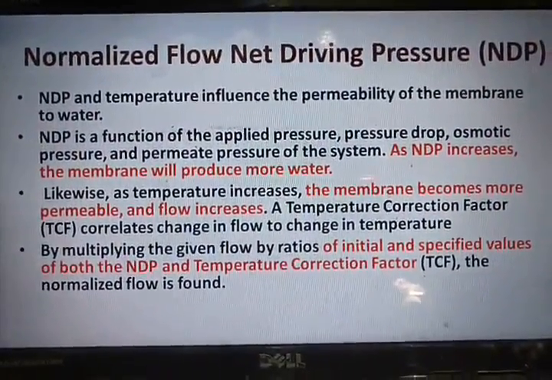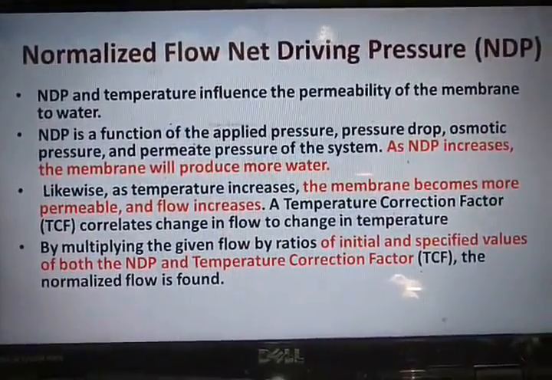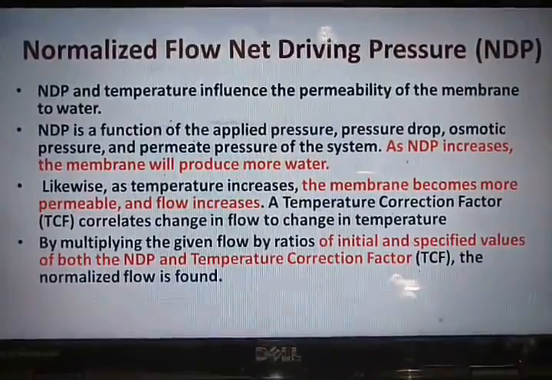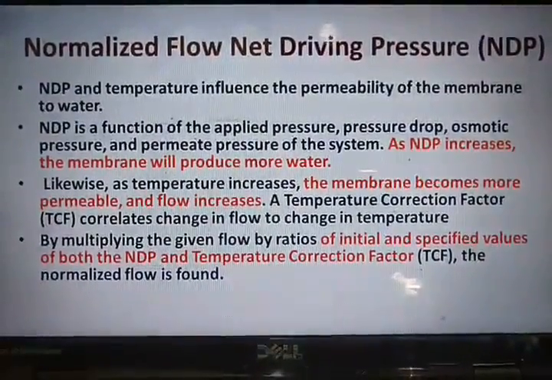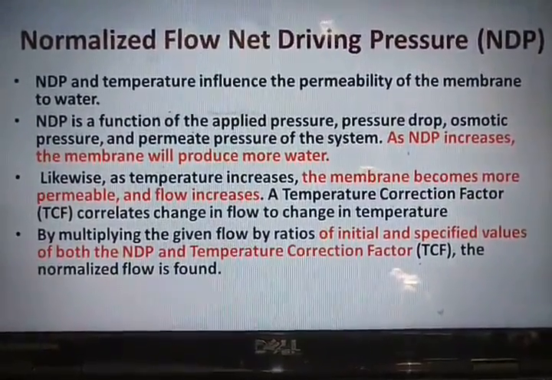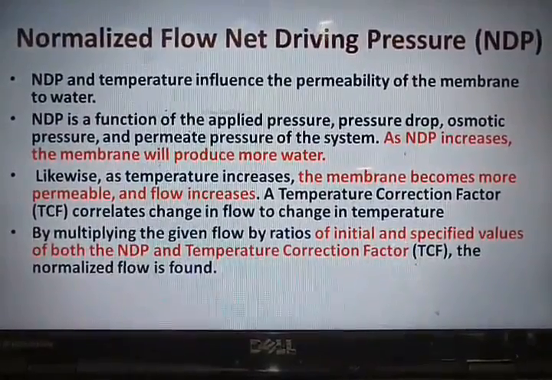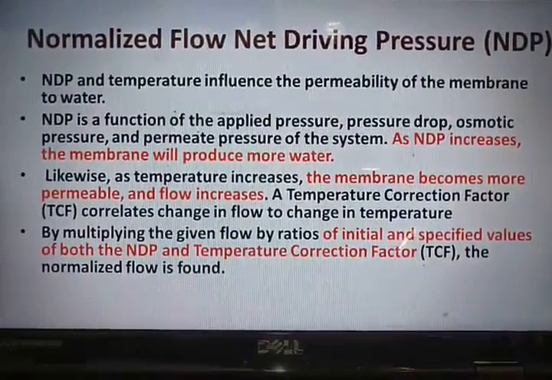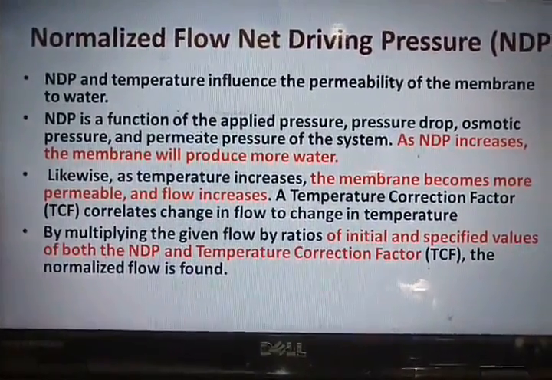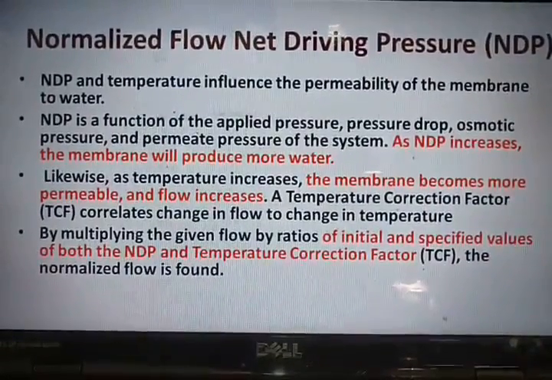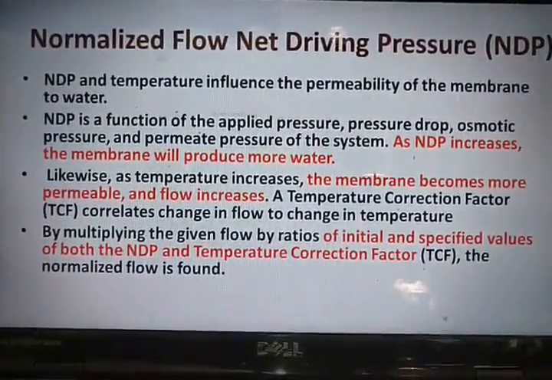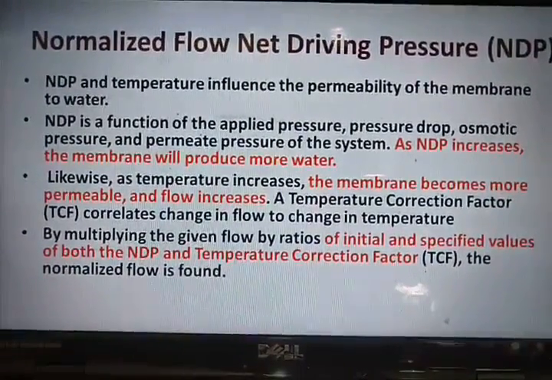There is a term called normalized flow net driving pressure, also called NDP. NDP and temperature influence the permeability of the membrane to the water. NDP is a function of the applied pressure, pressure drop, osmotic pressure, and permeate pressure of the system. As the net driving pressure increases, the membrane will produce more water, and it is directly proportional to the temperature as well. If the temperature increases, the membrane becomes more permeable and the flow in the membrane increases.